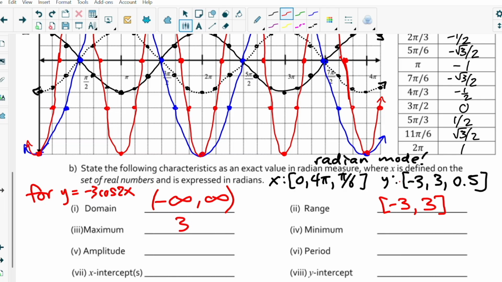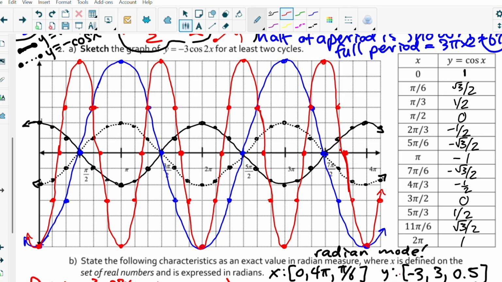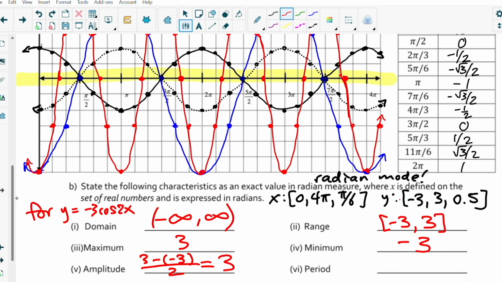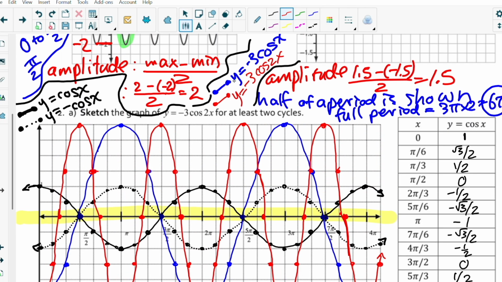Maximum, that's read from the graph. Remember, the horizontal central axis is, let me just highlight that. This will be important later when we do translations. But there's my horizontal central axis. Maximum value is 3. Minimum value is -3. Amplitude, so it's 3 minus -3 divided by 2, and that is 3. So my amplitude for the red function, if I start from the horizontal central axis and I go all the way up, it's a value of 3.